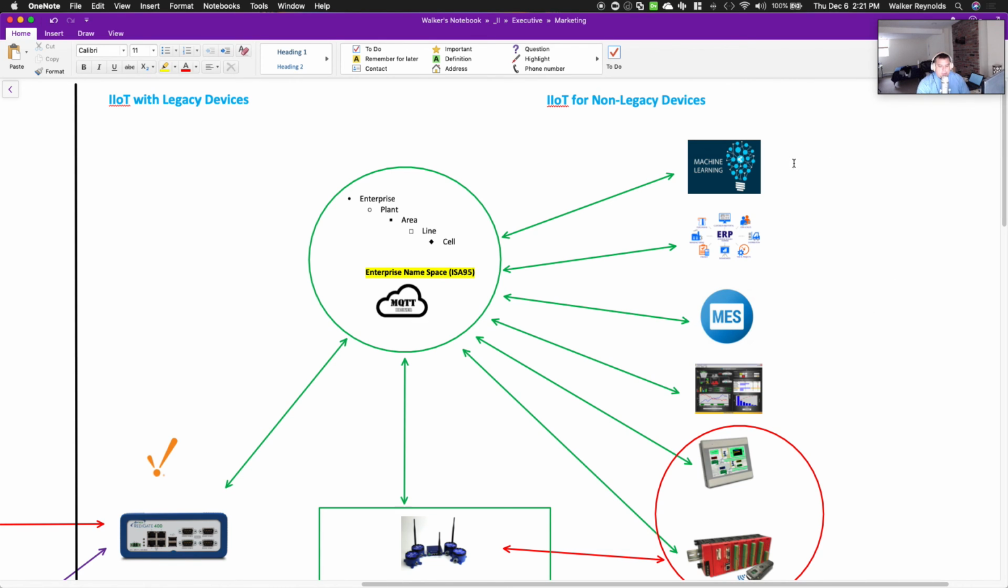And one of the things I just want to point out, so on this side we have our cloud, our ERP, our MES, our SCADA, and our PLC HMI layer. And we call this edge over here. That's what we've got here.